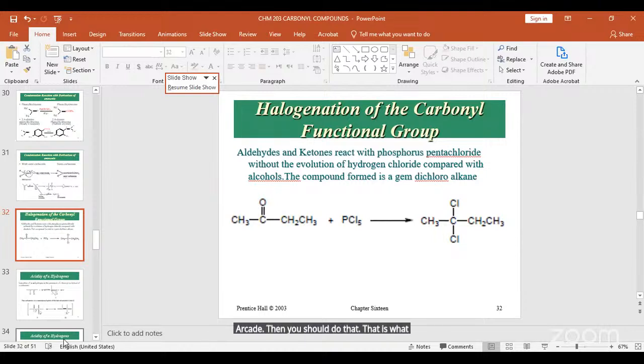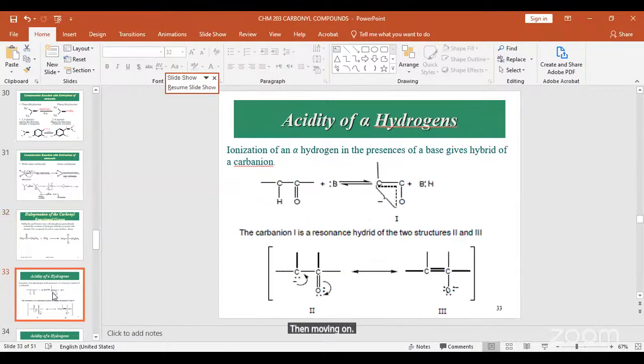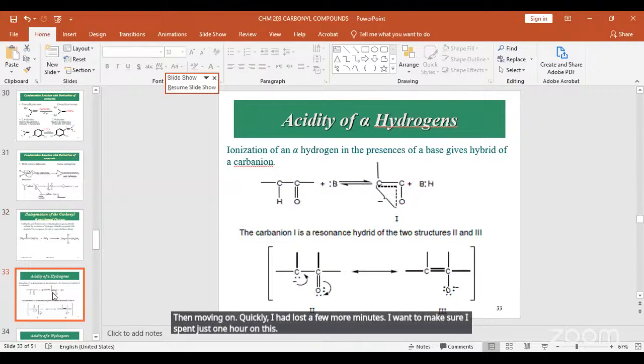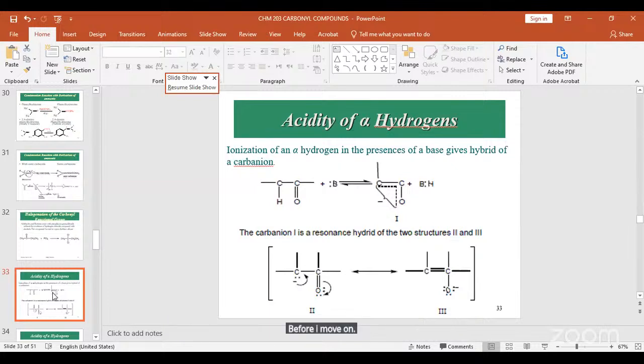Then you should know that that is phosphorus pentachloride. Then, moving on quickly, we have just a few more minutes. I want to make sure I spend just one hour on this before I move on. The alpha hydrogen, that is the hydrogen on the carbon next to the carbonyl group, is acidic.